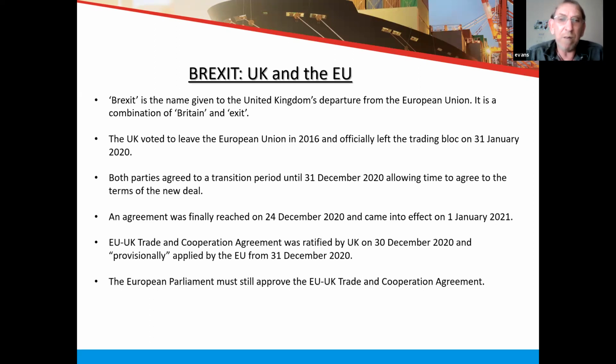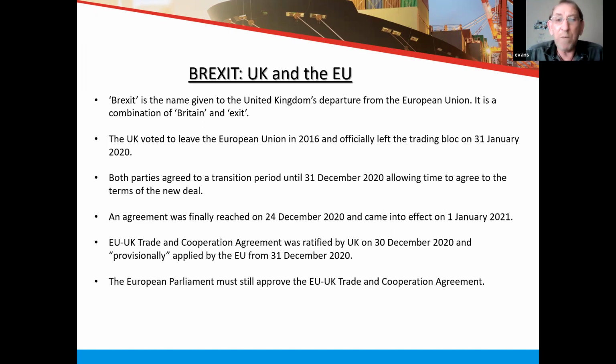There were mutterings about leaving the EU. But in 2016, the UK actually held a referendum, giving the people of the UK an opportunity to have their say and say whether they wanted to leave or didn't want to. And that referendum literally split the UK right down the middle.